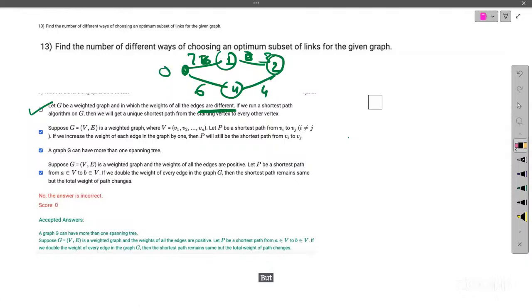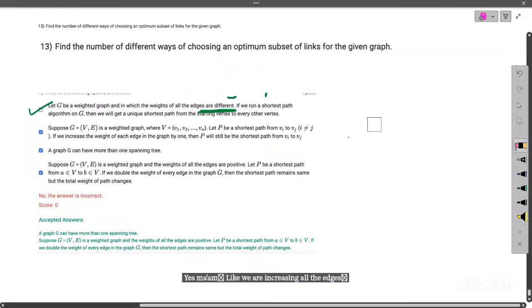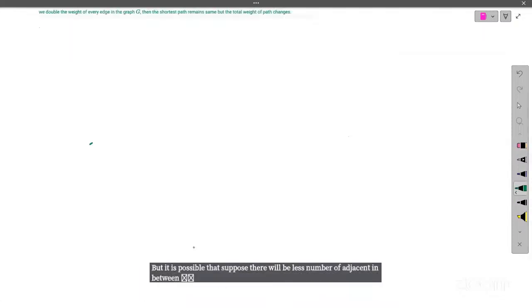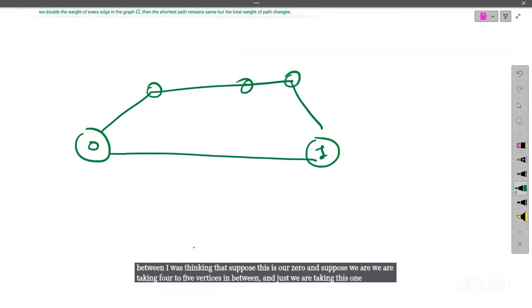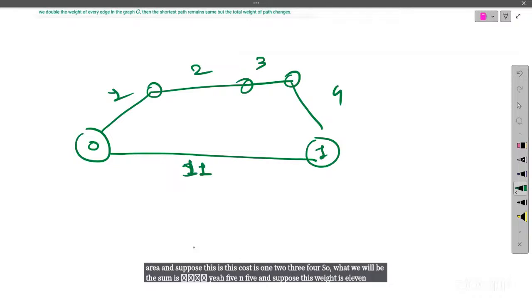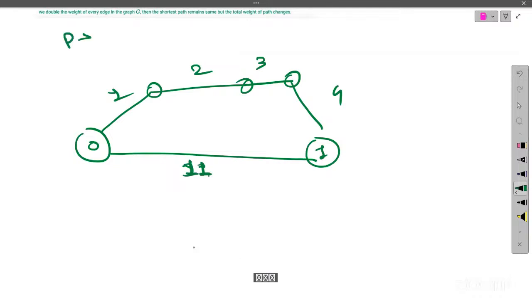But I'm confused. It is possible that there will be fewer edges in between. Suppose this is our 0, this is our 1, and suppose we are taking 4 to 5 vertices in between here, and just one edge in between here. Suppose this cost is 1, 2, 3, 4. So what will be the sum? It is 10, right? 5 and 5 is 10. And suppose this weight is 11. And suppose my P is this path now.